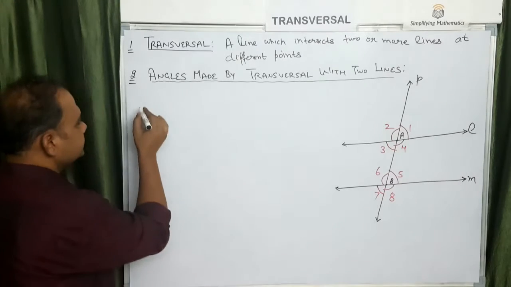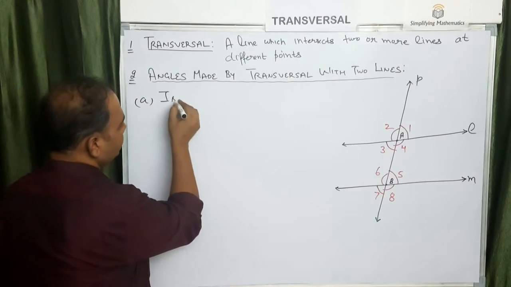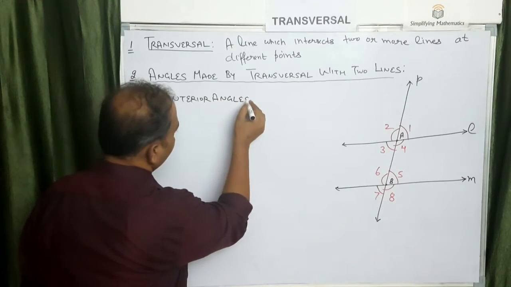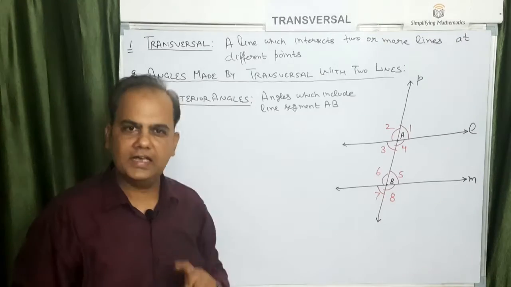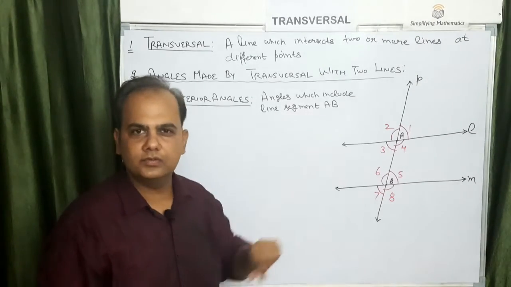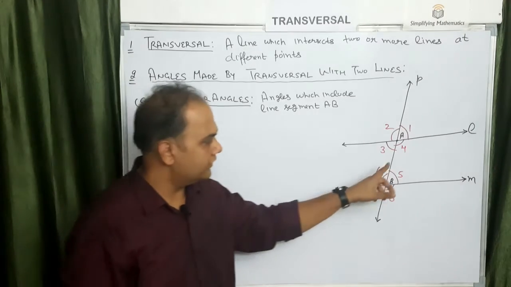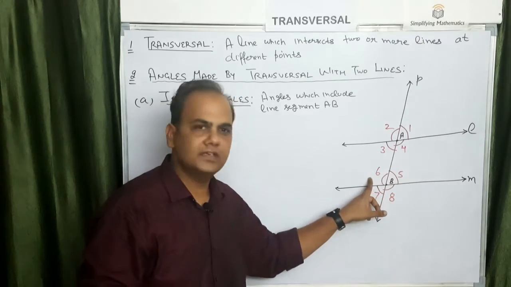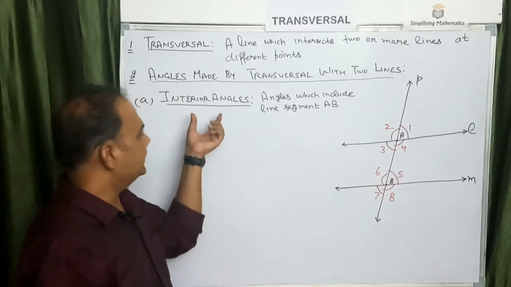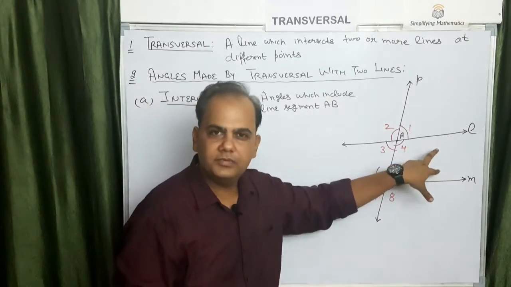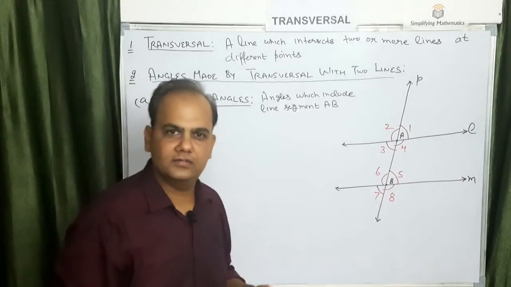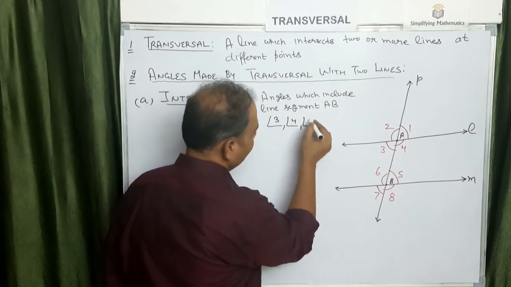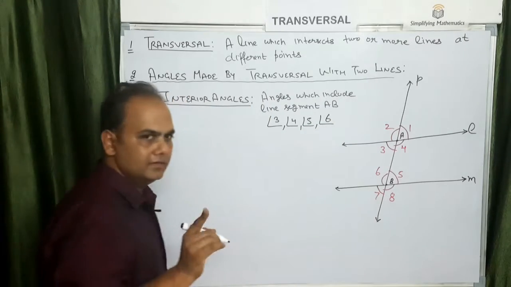Now the first one is the interior angles. The angles which include line segment AB, so those are called interior angles. तो वो कौन कौन से angles है which include this line segment AB? So that is 4, 3, 5 and 6. तो यही angles हैं. और we can say that which are interior, मतलब जो दो lines के बीच में जो angles है, so those are called interior angles. So those are angle 3, angle 4, angle 5 and angle 6.